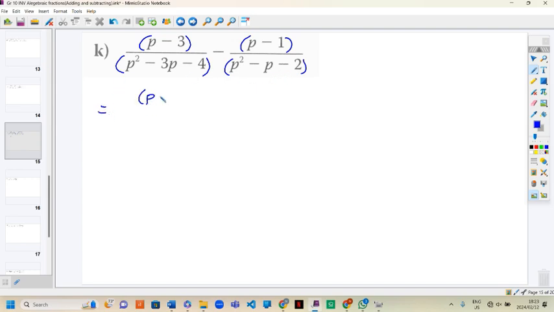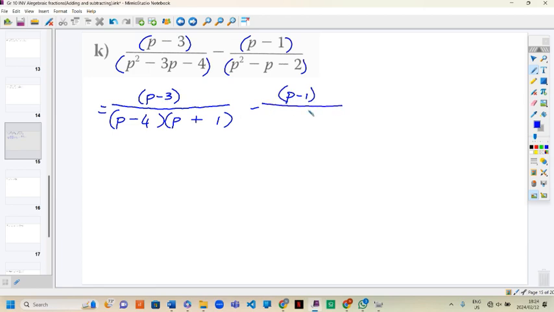So p minus 3, all over. Factorize this for me. You should have gotten p and p, and you should have gotten -4 and +1. Let's check. -4 times 1 is -4. -4 plus 1 is -3. That's right. And p times p is p squared. So minus p minus 1, all over. Now the trinomial there, I'm going to open that up.